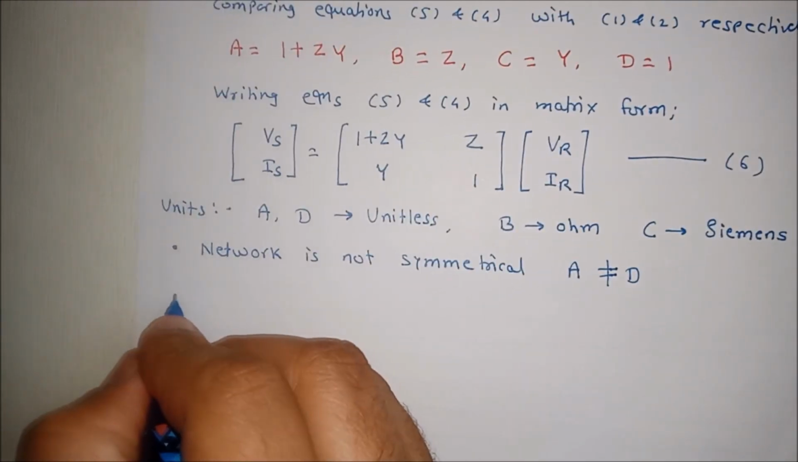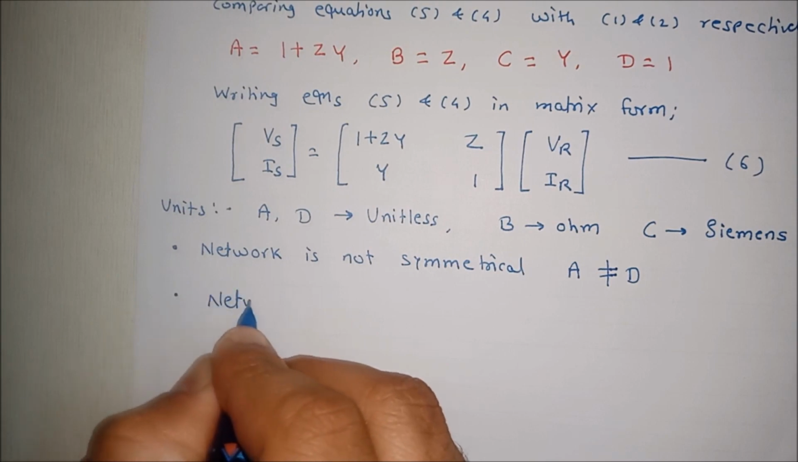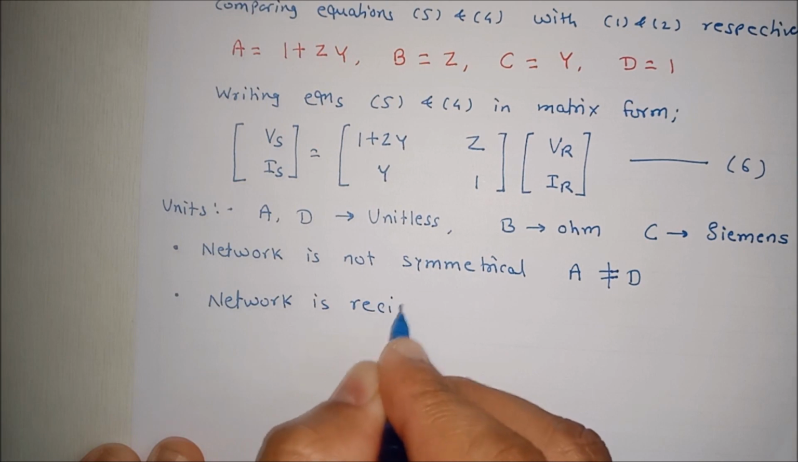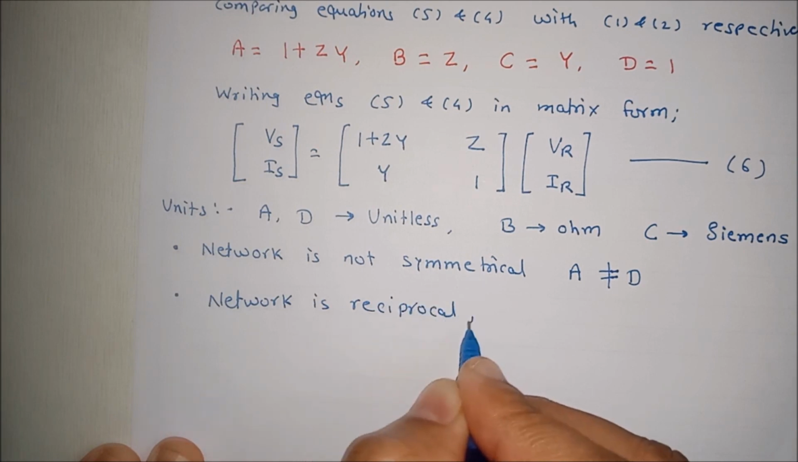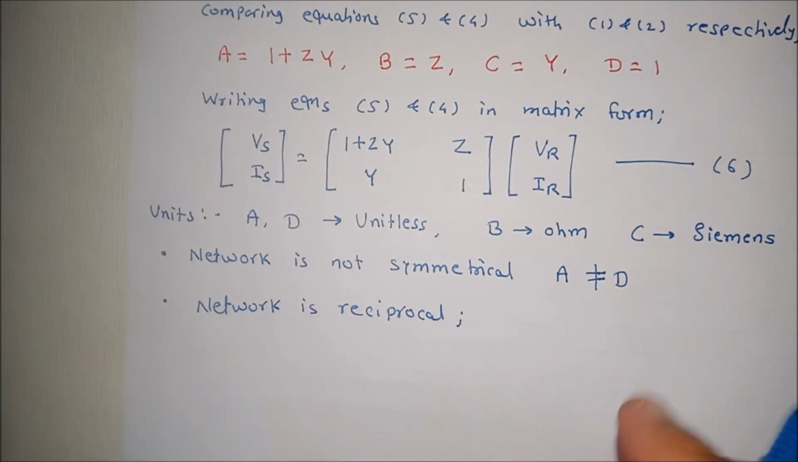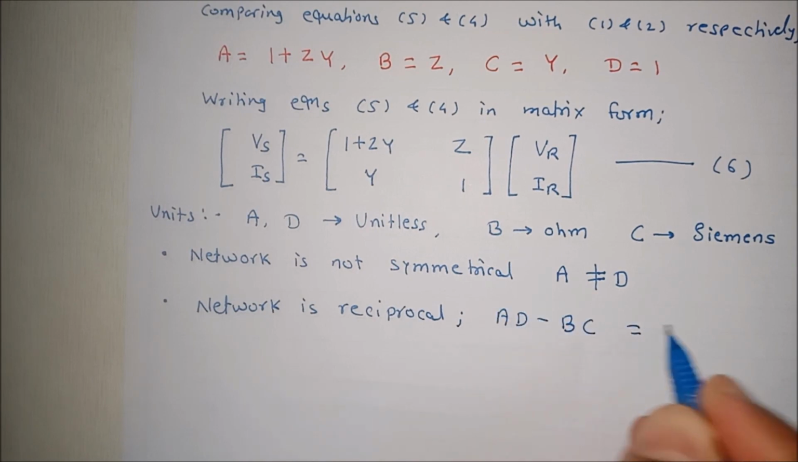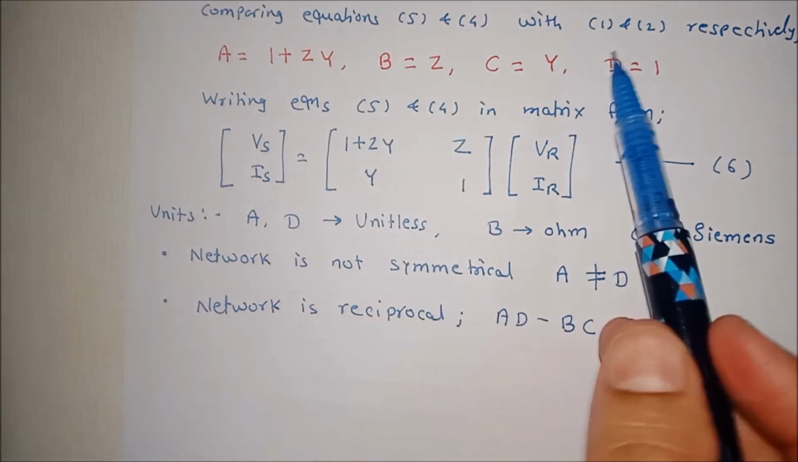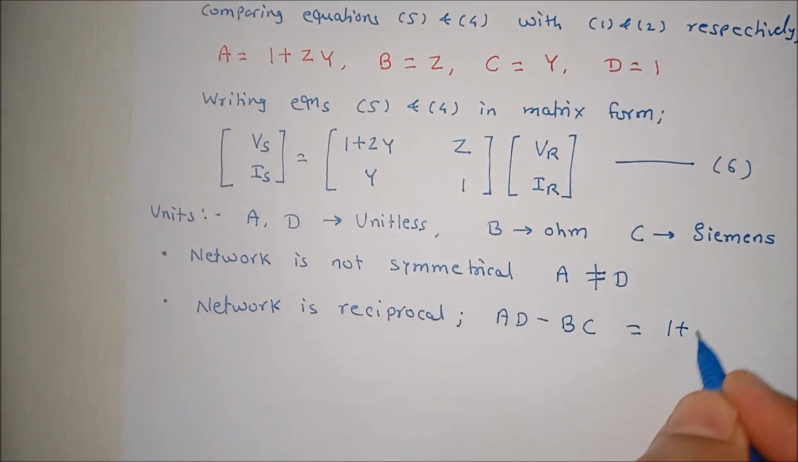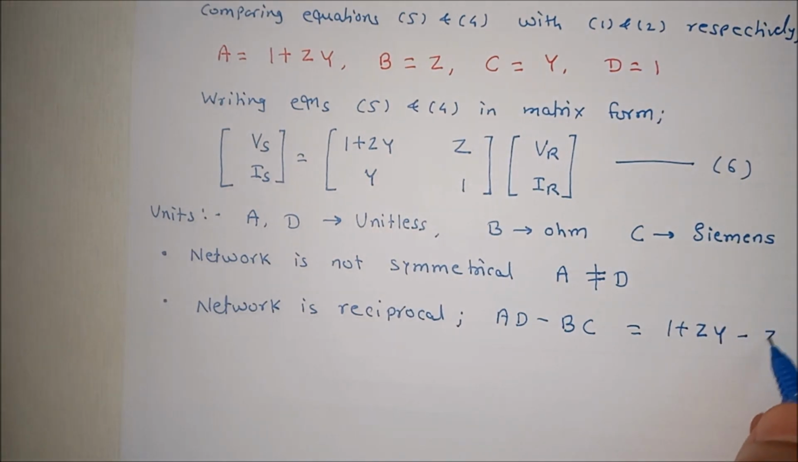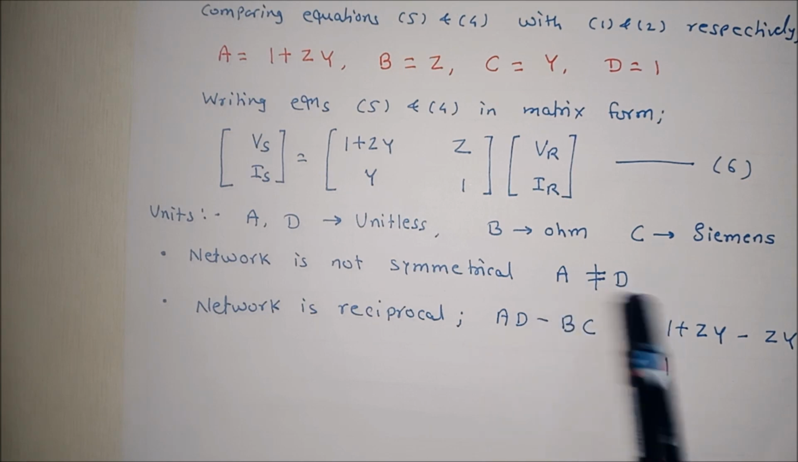But the network is reciprocal. So our given network is reciprocal. Therefore AD minus BC should be 1. We will check whether we are getting AD minus BC as 1. If you calculate A into D, that is (1 plus ZY) into 1, so 1 plus ZY, minus BC. B into C is ZY. So that is equal to 1. So we are getting AD minus BC equal to 1, and A is not equal to D because our network is not symmetrical.